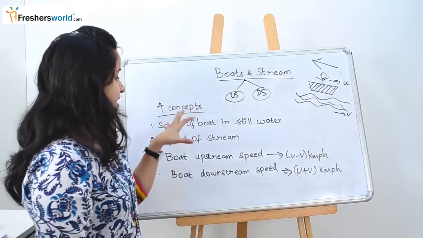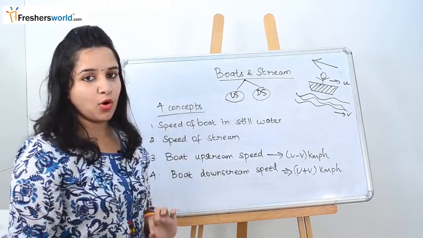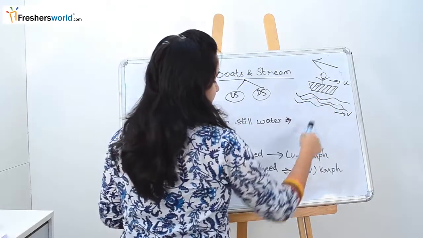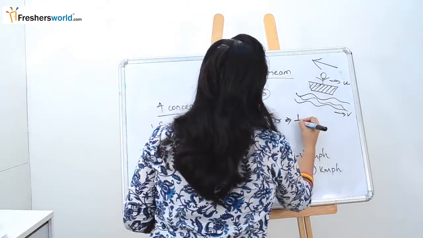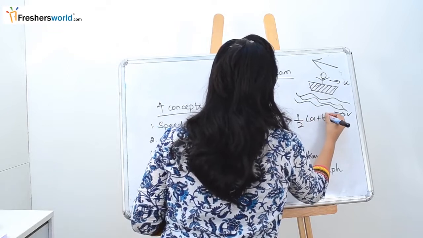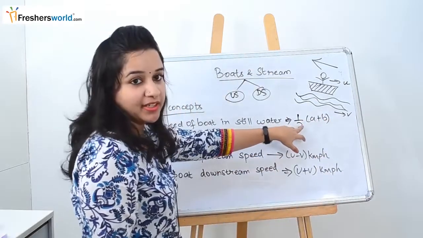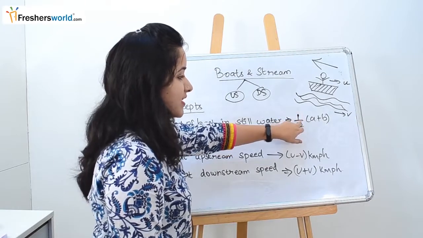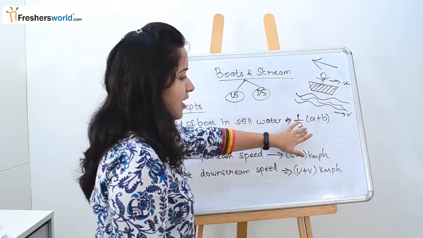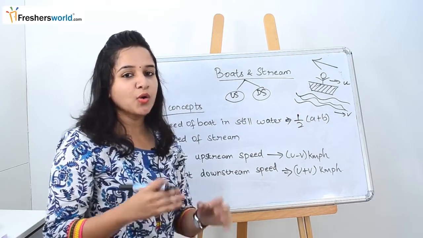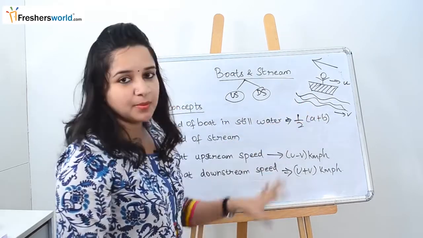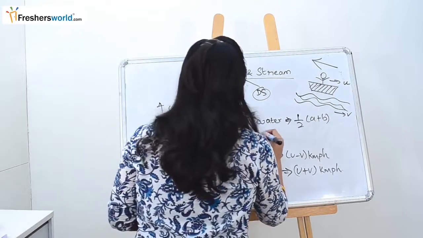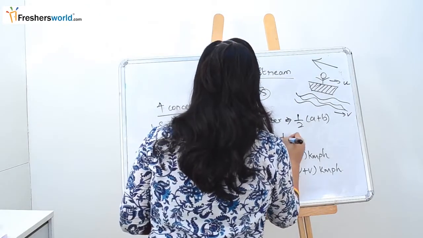Next they are asking for the speed of the boat in still water. This is the sum of downstream and upstream speeds, so directly it is half of a plus b. When you add these, you get a value of 2u, but we just need the value of u, that's why we take half of a plus b. You don't need to understand how we derive half a plus b, just remember it. Next is the speed of the stream, which is half of a minus b.